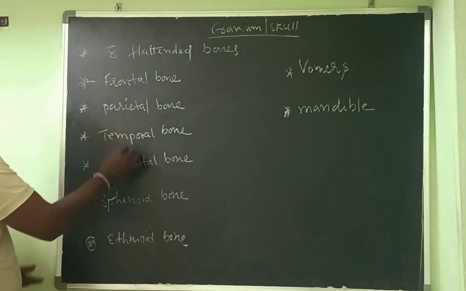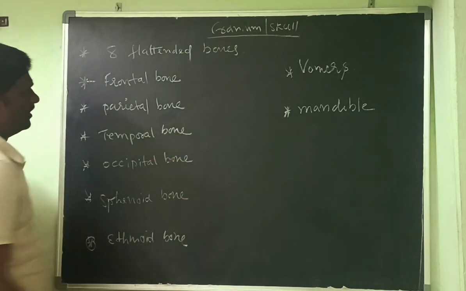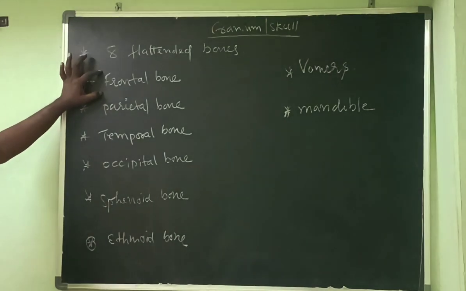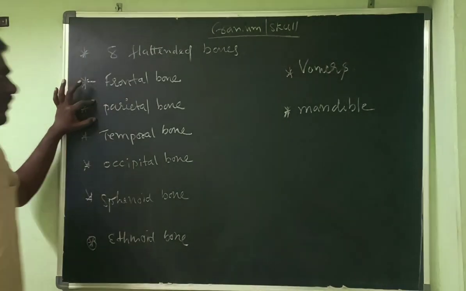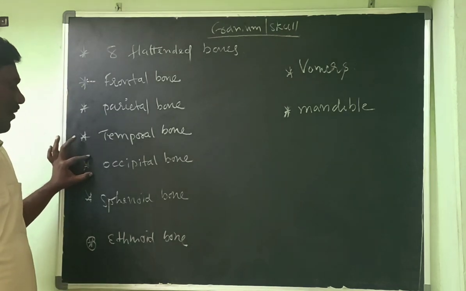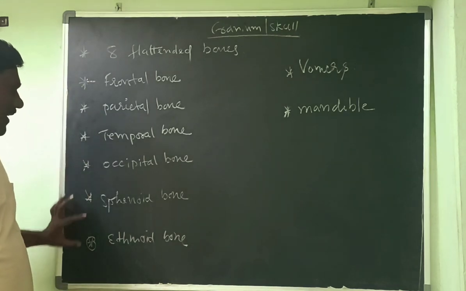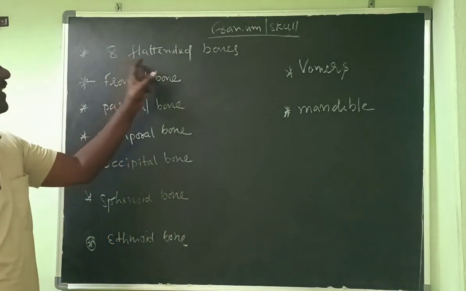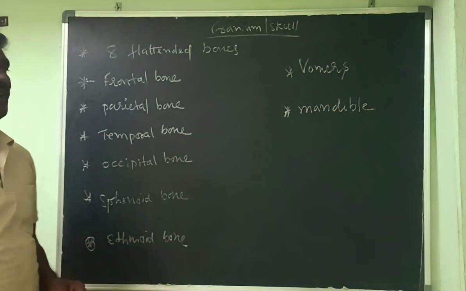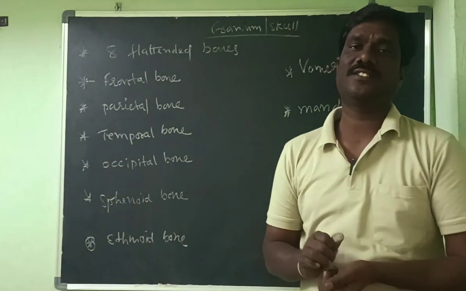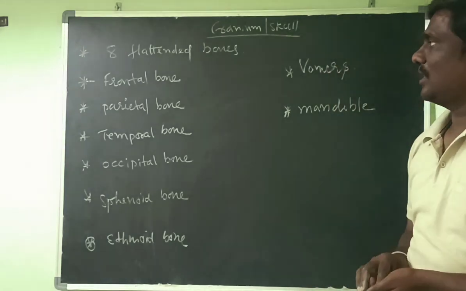One, two, three, four, five, six, seven, eight. Eight bones are present: frontal bone, parietal bone, temporal bone, occipital bone, sphenoid bone, ethmoid bone, vomer, and mandible. These are the eight flattened bones. By the sutures, they attach to each other.